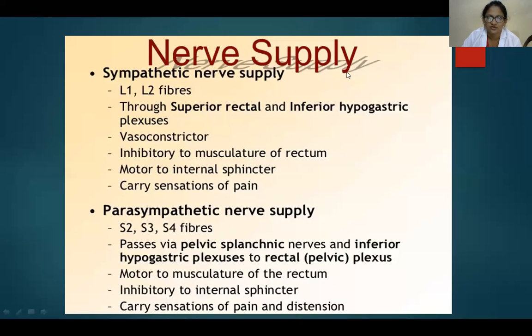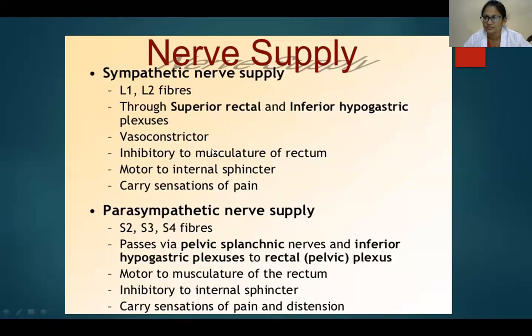Next, coming to the nerve supply. The nerve supply of the rectum has both sympathetic and parasympathetic supplies. First, the sympathetic plexus arises from L1, L2 fibers. These convey the impulses through the superior rectal and inferior hypogastric plexus. It acts as a vasoconstrictor.